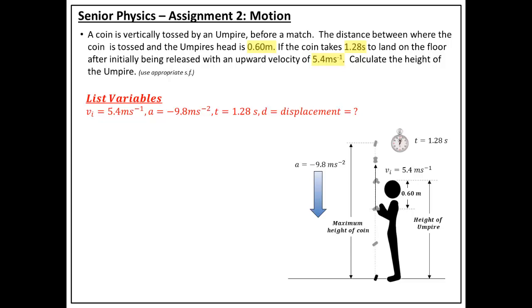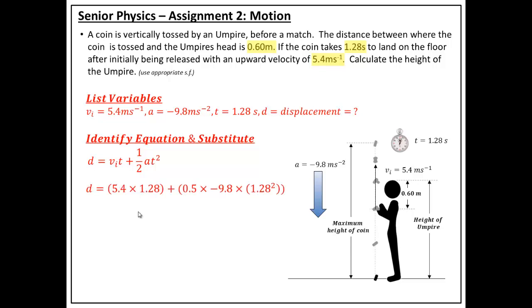Once you've listed your variables and checked that all your directions are correct, the next step is to choose the correct kinematic equation. In this case it would be this equation here. You can see it contains the 3 known variables and the 1 unknown variable that I'm trying to calculate. The next step is to substitute the variables into the equation. When you do that, just take care not to miss off any negatives, and you might also want to bracket everything just to keep it clean when you enter it into your calculator.